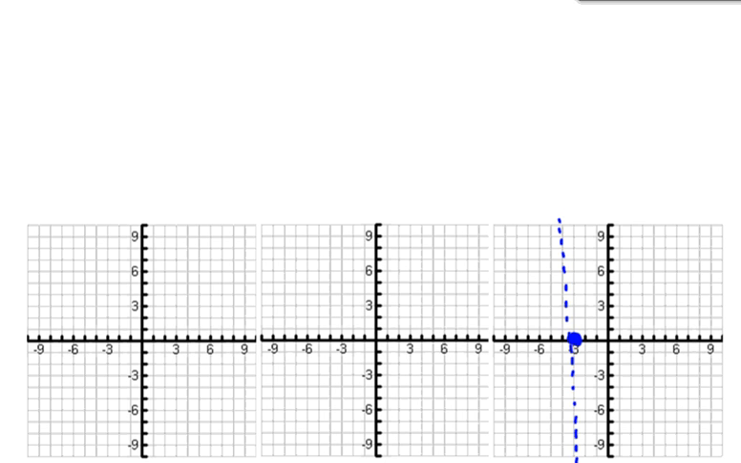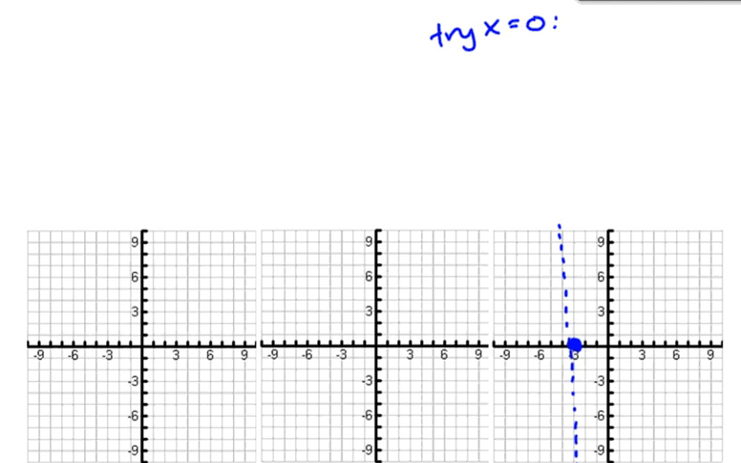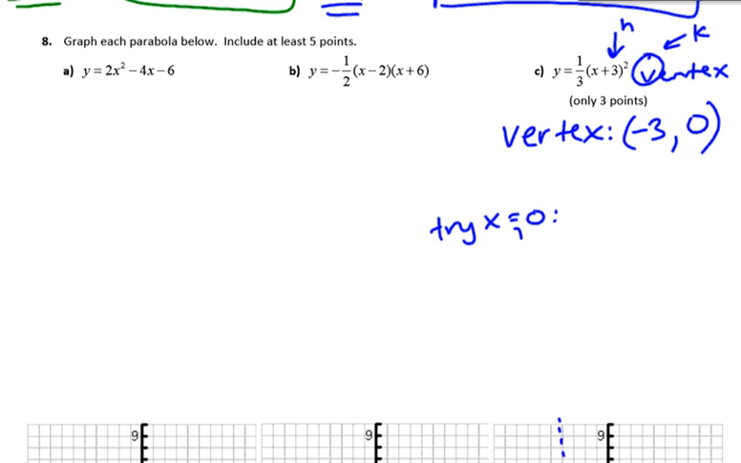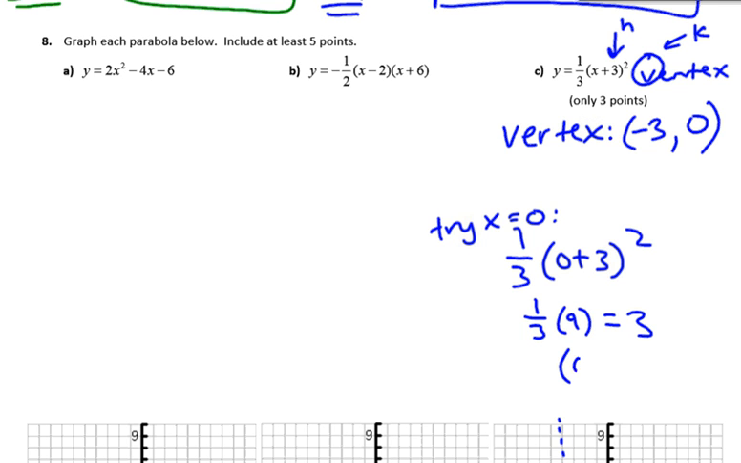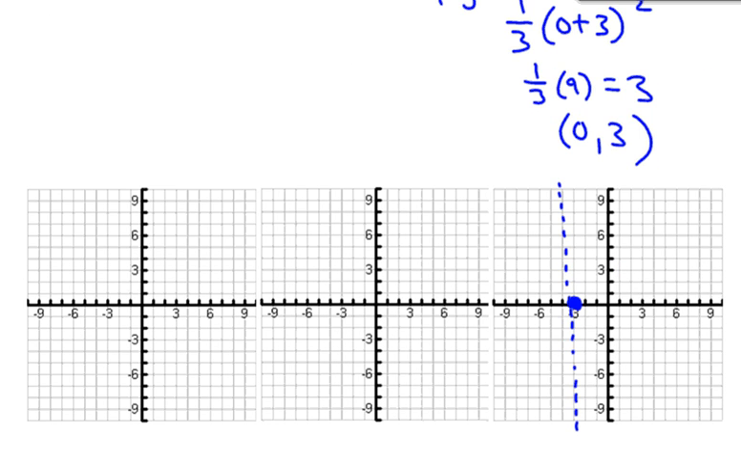All right, so now I need some other points. Again, I naturally like to try 0. So if we plug in 0, we're going to get 1/3 times 0 plus 3 squared. And so 0 plus 3 is 3. 3 squared is 9. So you get 1/3 of 9, which is 3. So I have the point 0, 3, which is my y-intercept. So that goes here. That's 3 away from the axis of symmetry. So, sorry, my axis of symmetry is a little crooked.